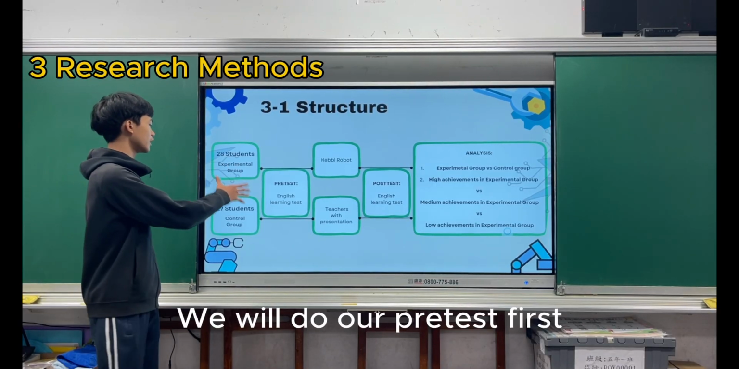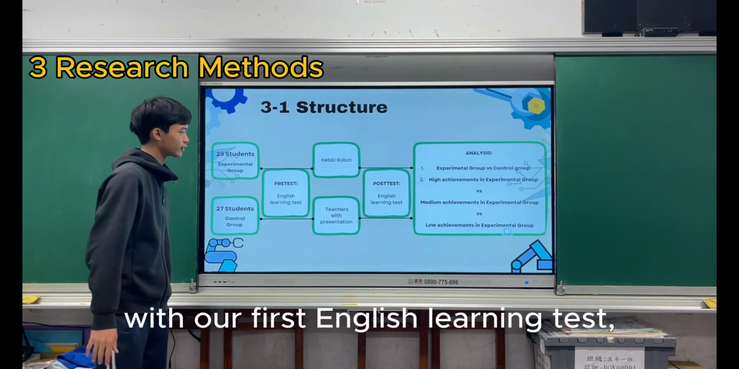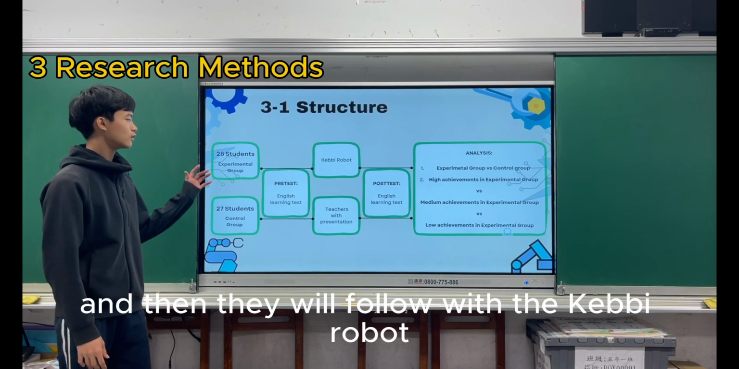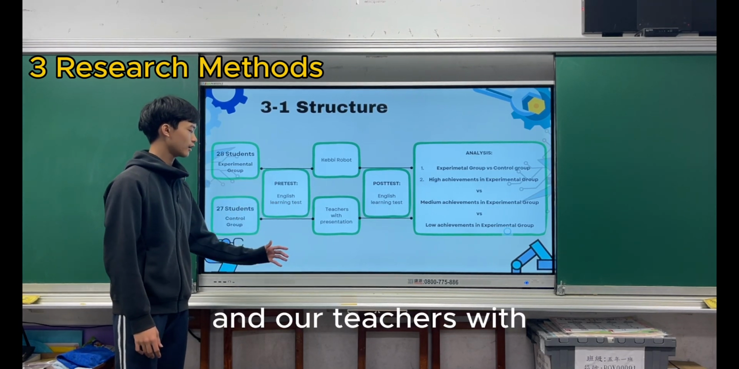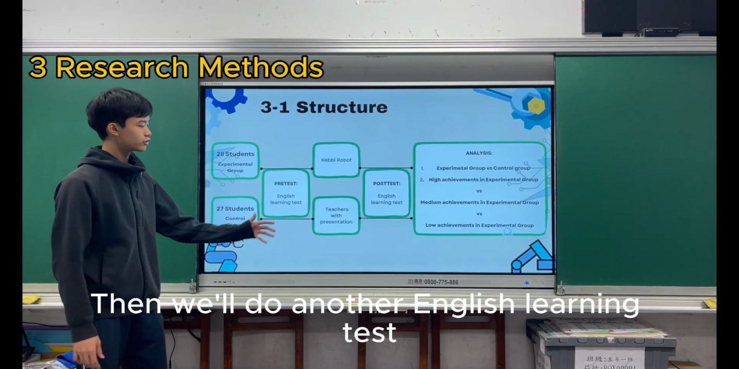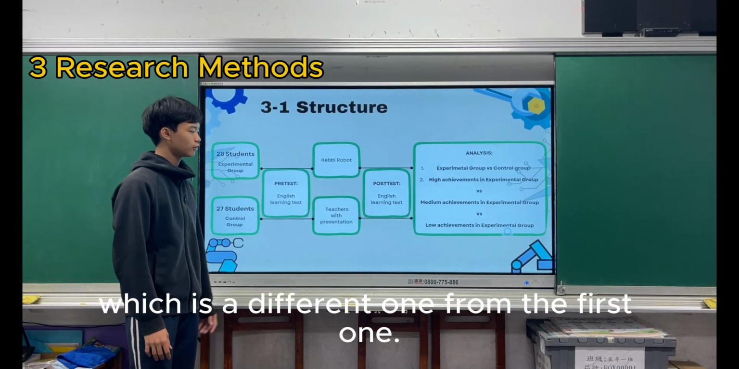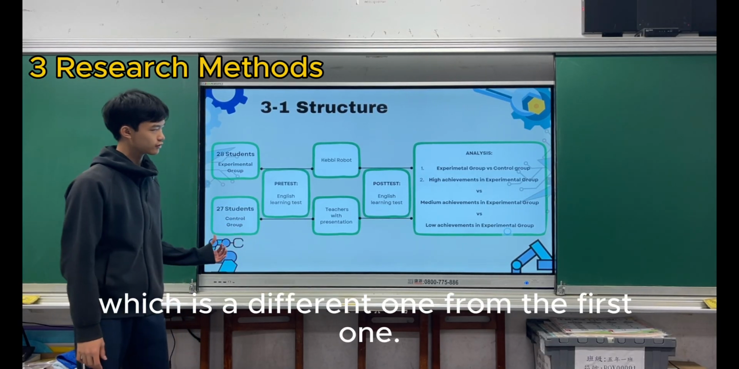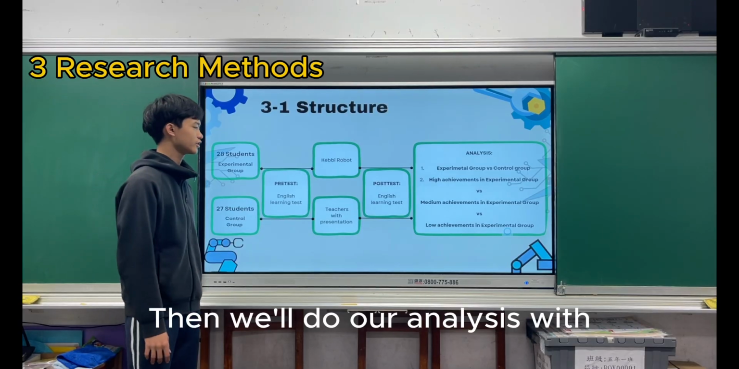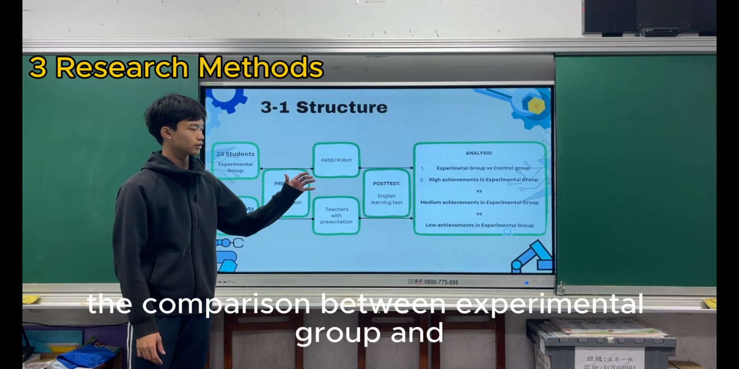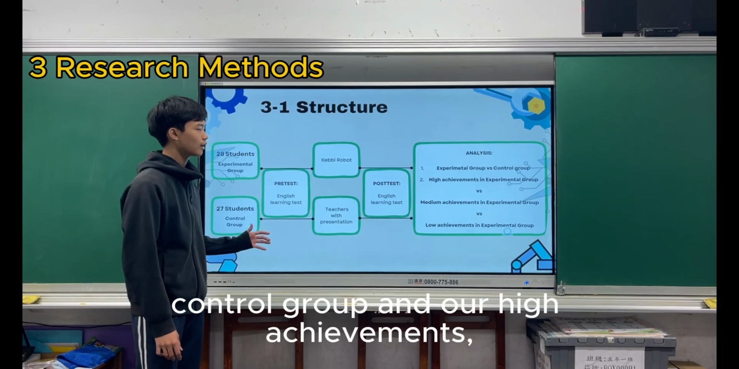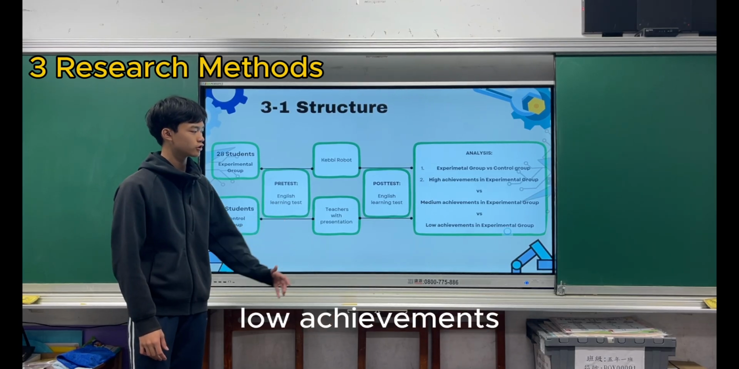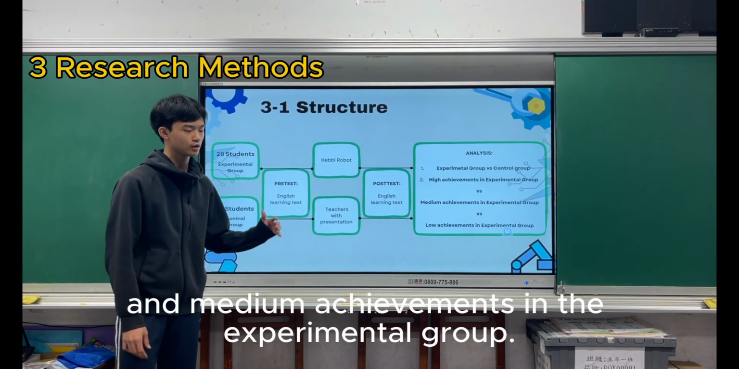We will do our pre-test first with our first English learning test, and then they will follow with the Kevi robot and our teachers with their presentations. Then we'll do another English learning test, which is a different one from the first one. Then we'll do our analysis with the comparison between experimental group and control group, and our high achievements, low achievements, and medium achievements in the experimental group.